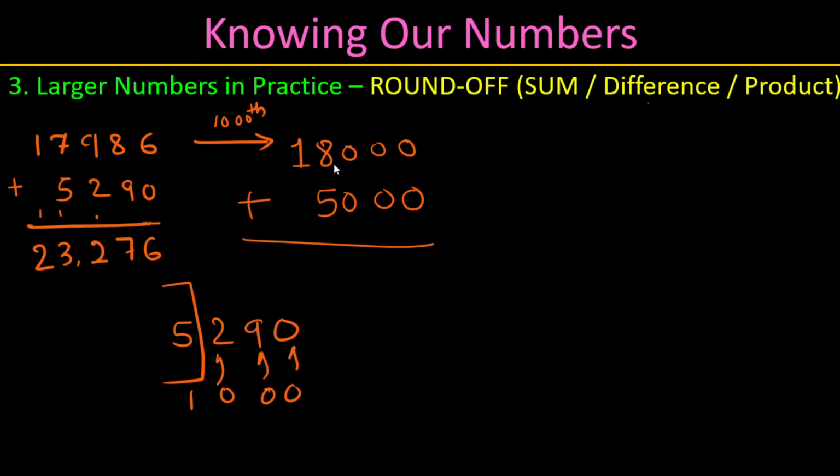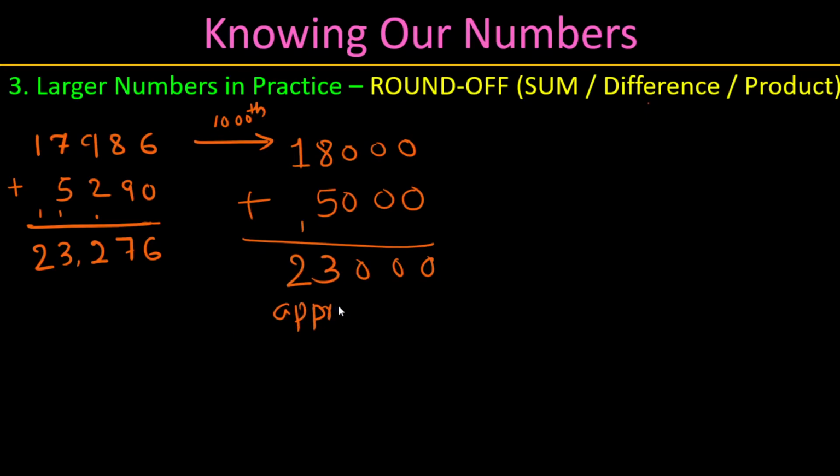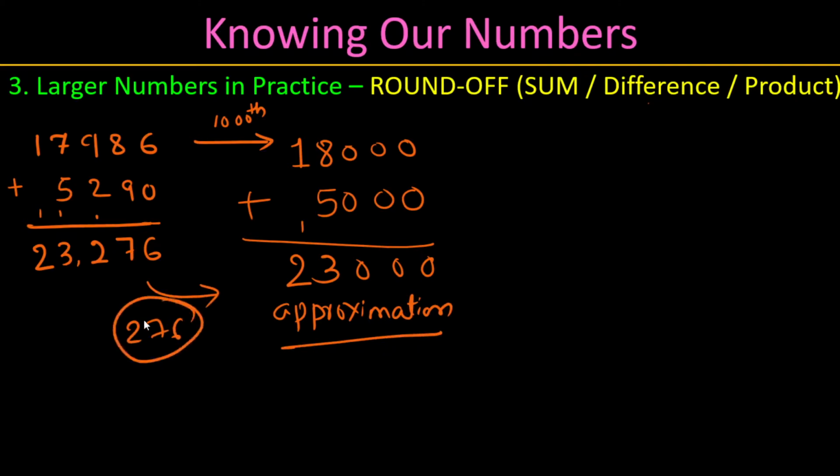See, now it becomes very simple for the calculation. 0, 0, 0. What is 13? 23,000. This is the approximation. How much is the difference? Nearly 276. In the larger number, it is actually a negligible difference. So that's how it is.